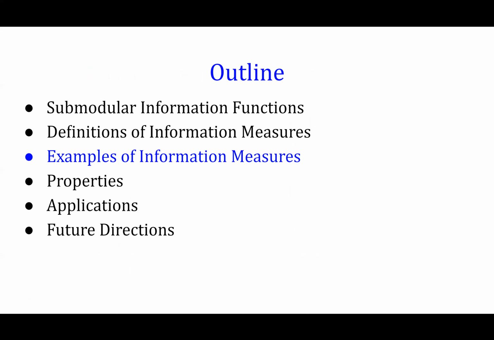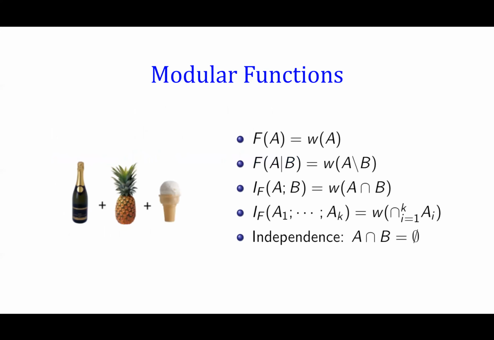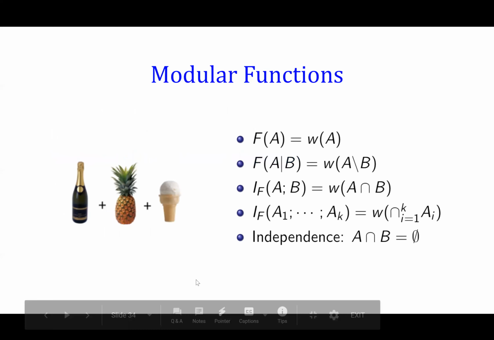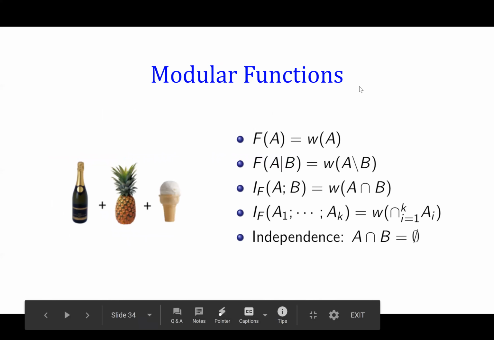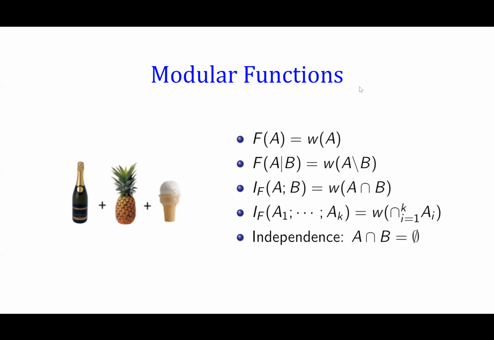All right, very cool. Now let's instantiate this for a few different set functions and see some nice properties. We'll start with the simple modular functions. Note that modular functions are a subclass of entropic functions, because if the set of random variables are jointly independent, then the entropy function is additive, or modular. So f of A is w of A, f of A given B is w of A minus B.